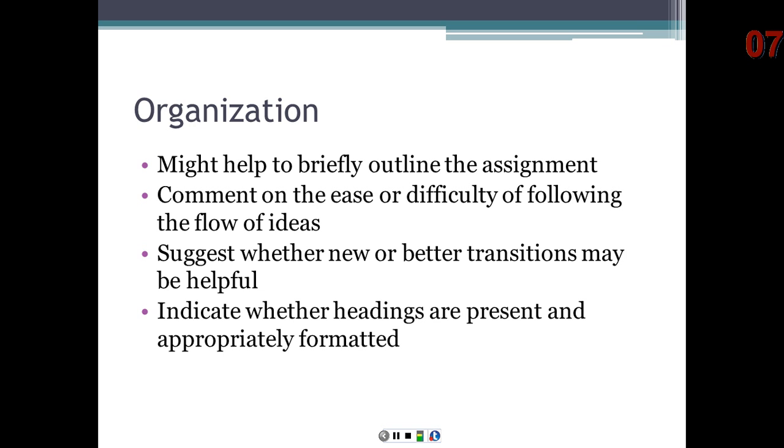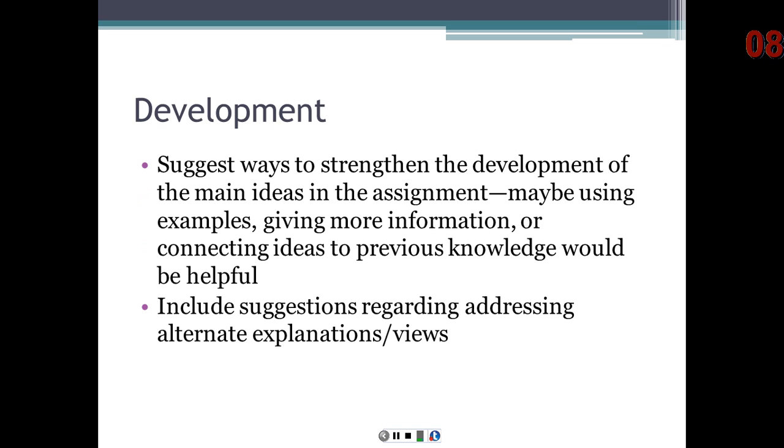You also need to indicate headings. Headings in APA are a way to organize the paper. If the paper does not have headings, or they're ineffectively used or inappropriately formatted, then that's going to detract from the ability to follow the ideas. So you do need to make sure that APA headings are present and appropriately formatted.